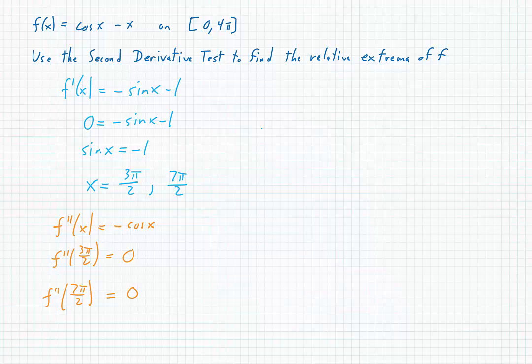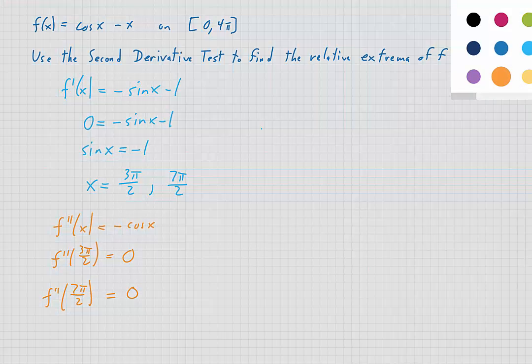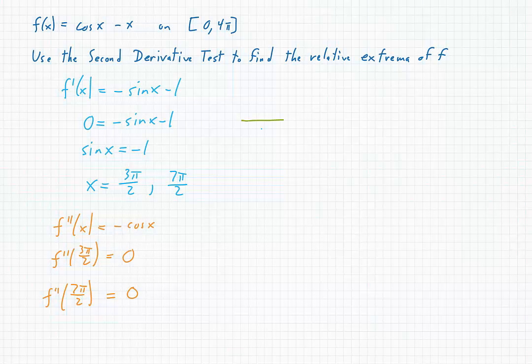So the second derivative test ends up not telling us anything here. It was quick and easy to apply, but remember, when it's equal to 0, that doesn't mean anything. We're going to have to go to the first derivative test to try to figure out what's going on.